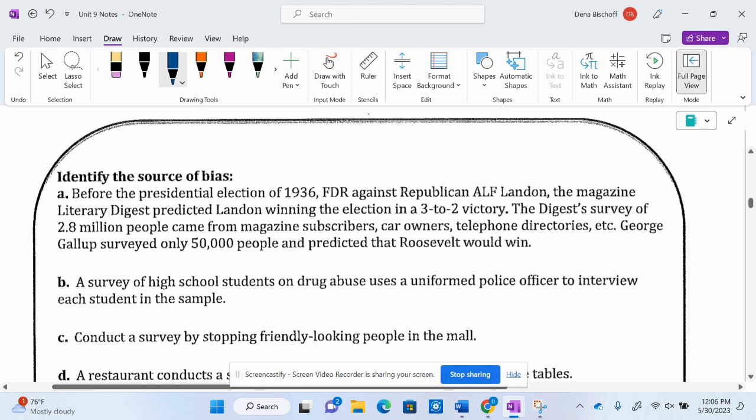Okay. So we have to identify the source of bias. We're just going to try to underline and make little notes.